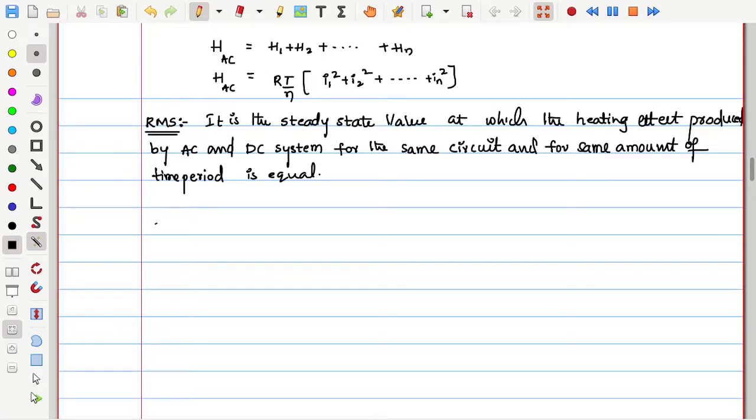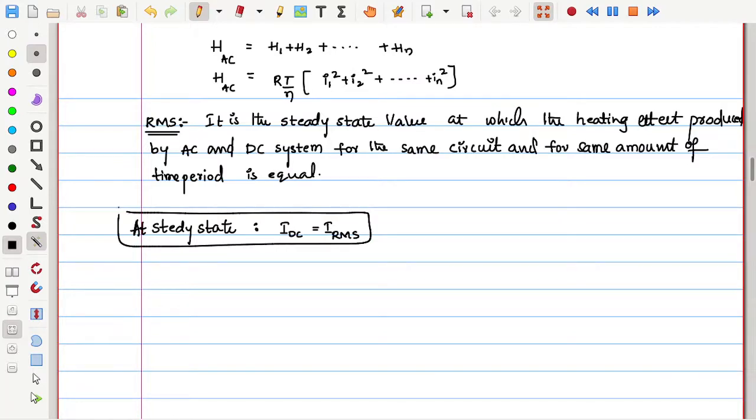Let me introduce one more point also, that steady state means this one. Steady state. At steady state, IDC is equal to IRMS. If this condition is true, then heating produced in the DC system must be equal to heating produced in the AC system.